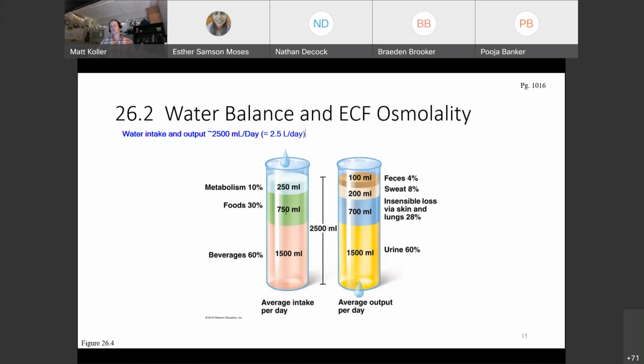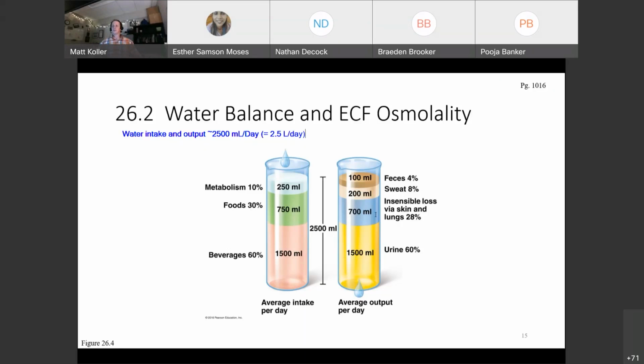And then you're going to get about 3/4 of a liter, 750 milliliters of water from your foods, and then your metabolism. So again, think back to week 3, the electron transport chain. One of the byproducts of the electron transport chain is water. So your metabolism produces some of the water that you need. In terms of getting rid of the water, you're going to pee out about 1.5 liters.